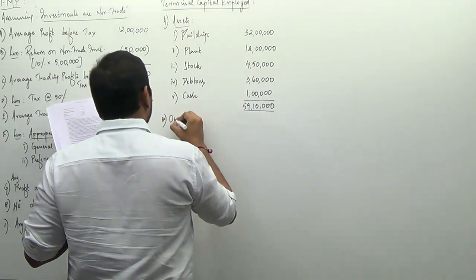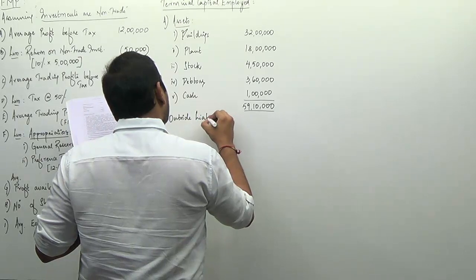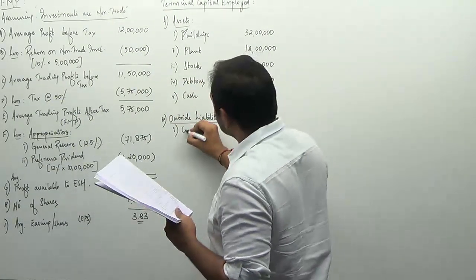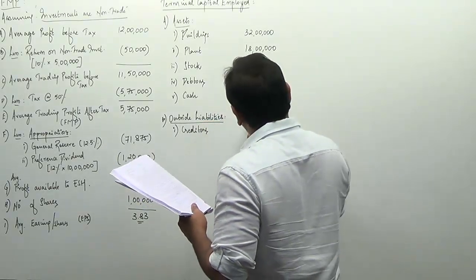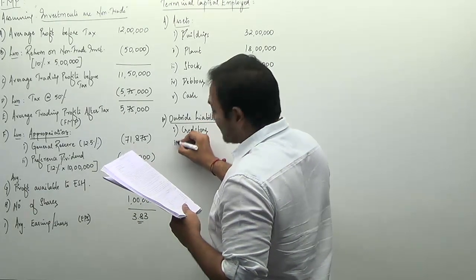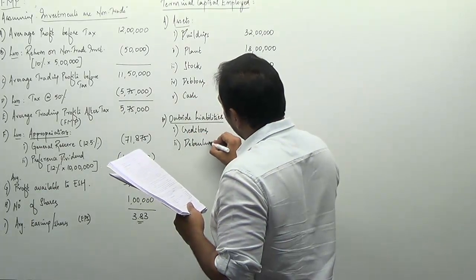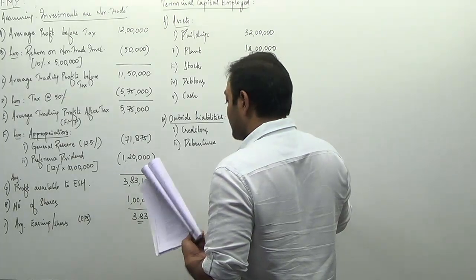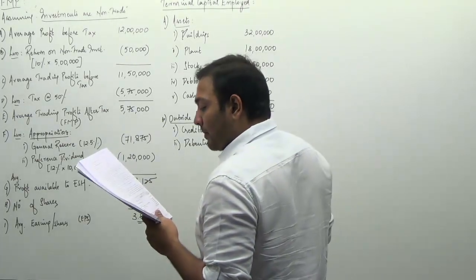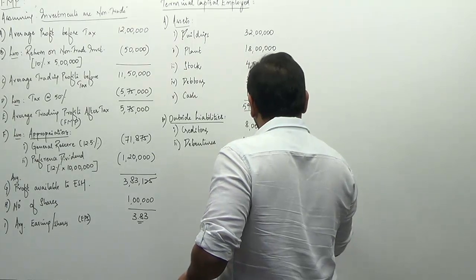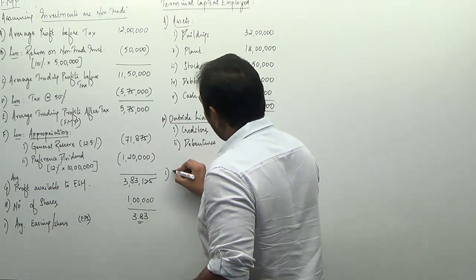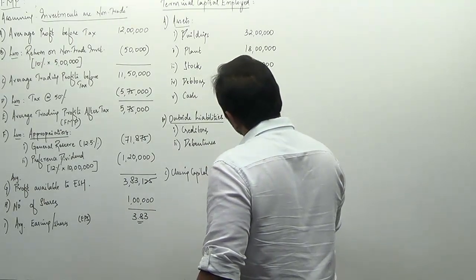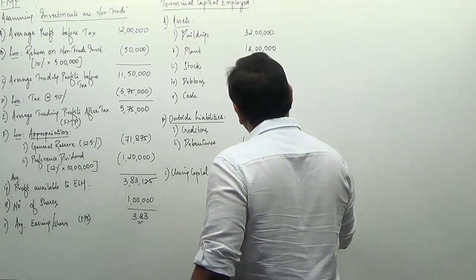Come to the outside liabilities. My first outside liability is your creditors. There is no fair valuation given. You can directly take the book values as fair values. 8 lakhs. Next, the debentures. 15% debentures given to me. Debentures is 10 lakhs. That's it. Total liability is 18 lakhs. And my closing capital employed or terminal capital employed is 41,10,000.